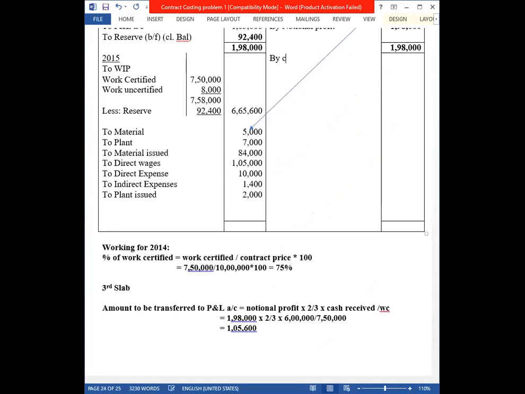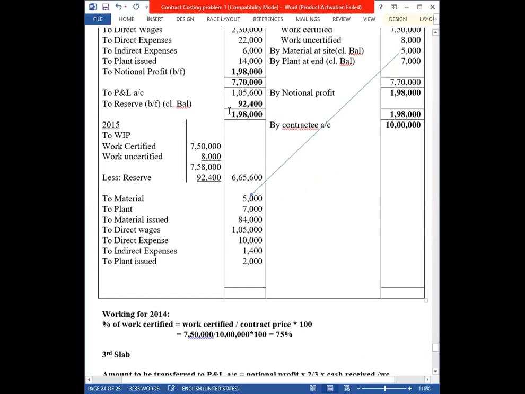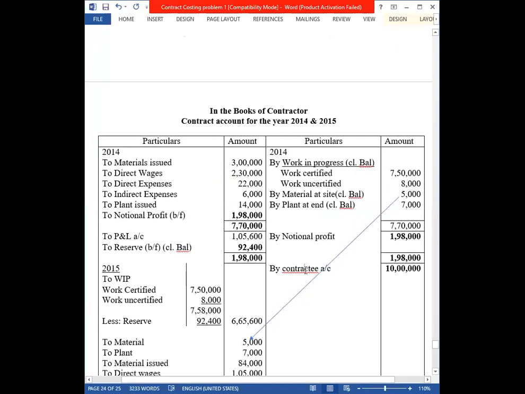You have to write it as contractee account, as it is completed, and write the amount of the total contract price, whatever it is. Okay. So when you write this as a contractee account once it is completed, at the year end, you have to mention it on the credit side, by contractee account. That means the contract is over. You are going to close it.